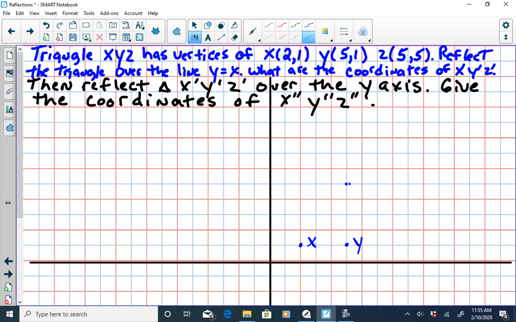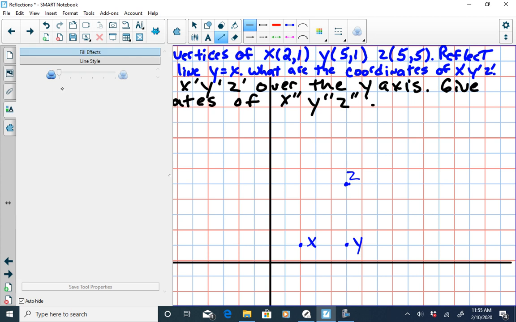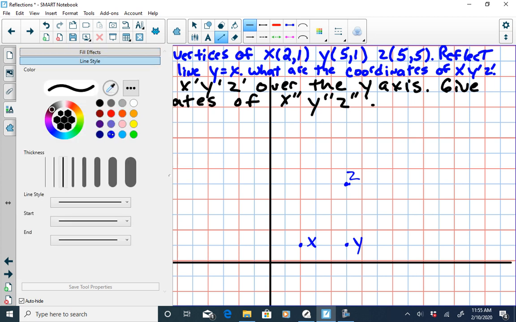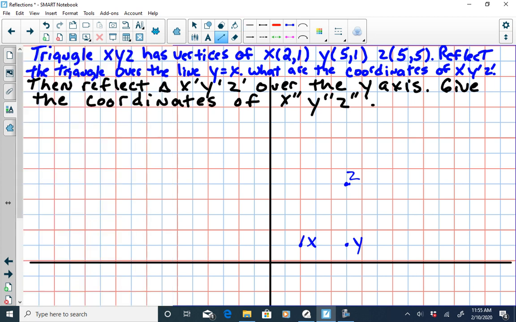2, 4, there's z, 5, 5. All right, there's your z. All right, let's connect those points. Try to make this one a little neater. I want to be a little bit more precise here. It's going to be blue. All right, so it's going to go here, and then here, and here.